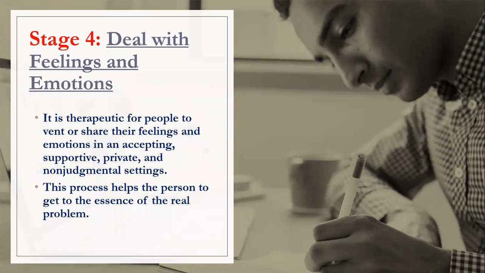Stage 4, deal with feelings and emotions. It is therapeutic for people to vent or share their feelings and emotions in an accepting, supportive, private, and non-judgmental setting. This process helps the person to get to the essence of the real problem. At this stage, you're mostly just listening to the information that they are willing to share with you. The more you make them feel comfortable, the more they'll provide you information.